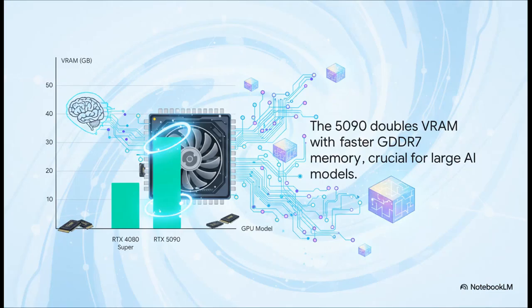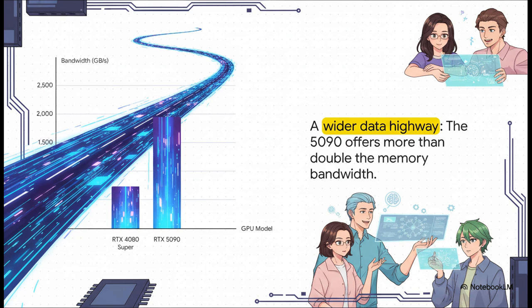But raw power isn't the whole story. AI models are incredibly hungry for memory, and this is where we see another huge leap. The 5090 comes packed with 32 gigs of the brand new, much faster GDDR7 memory. That's double the 4080 Super. It means you can work with much bigger, more complex AI models without the whole system just grinding to a halt.